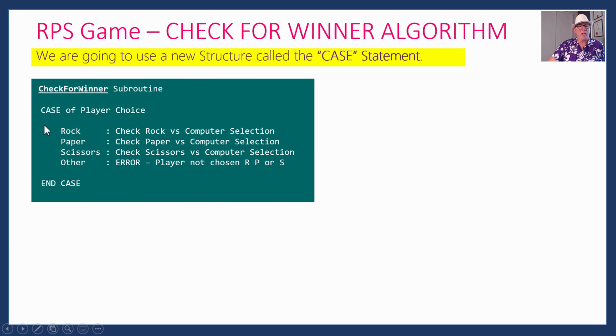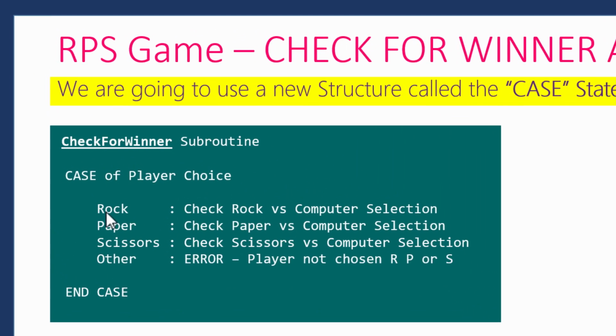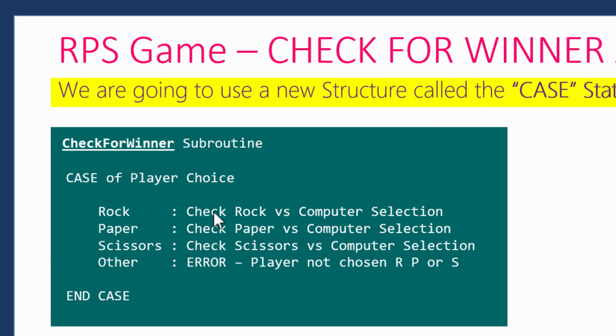So we've got a case. What case is the player choice? What has the player chosen? What's the situation? What's the case for that? Well, if it's chosen rock, then we'll need to do detailed checking to see how rock versus computer matches up against each other. Case of player choice, maybe the player chose paper, so we need a separate little subroutine to check that out, what can happen. What if the player's chosen scissors? What are all the things that can happen? We'll have a little subroutine to do that. And if the player isn't coming up as chosen rock, paper, or scissors, well, something's wrong, so we need to give an error message. Then we have an end case there.